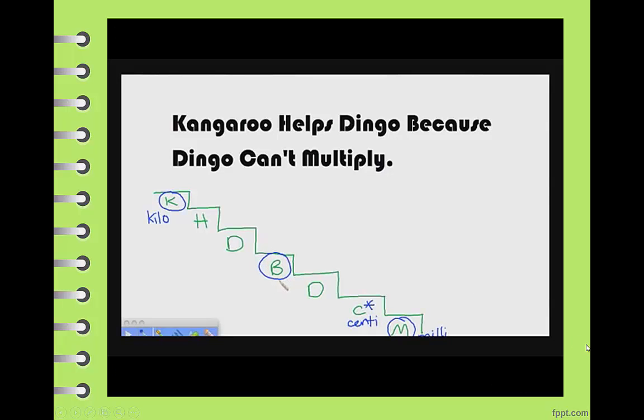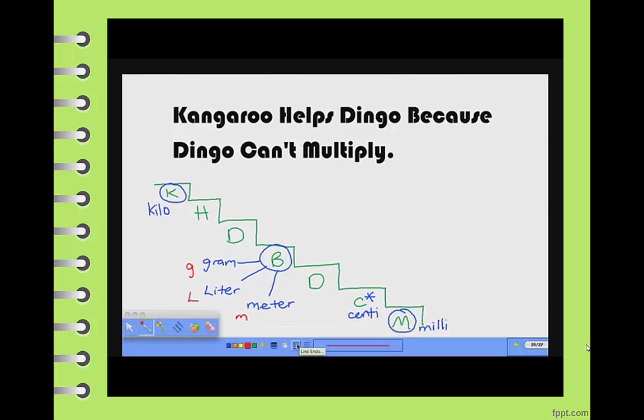B stands for base, and in the metric system we're going to be talking about 3 different bases. The first base is for mass, so if you want to measure the mass of something, we're going to be using the base gram. For volume, when you measure liquid, our base is liter. And then for distance or length, our base unit is meter. These can be abbreviated. For gram, you'll see just a little g. For liter, a capital L. And for meter, a little m. Depending on what prefix is in front of it, kilo, centi, or milli, we'll know how large it is in comparison to the other units.